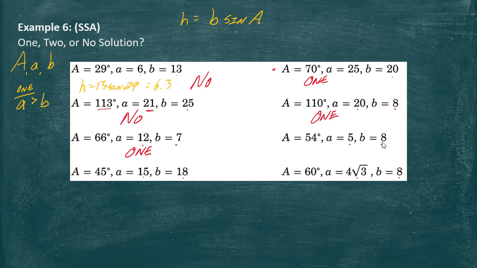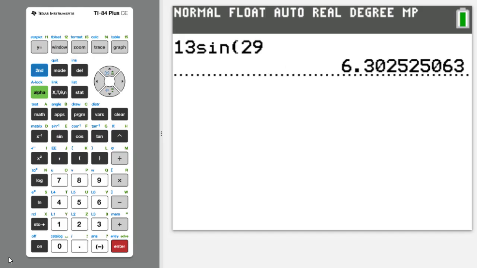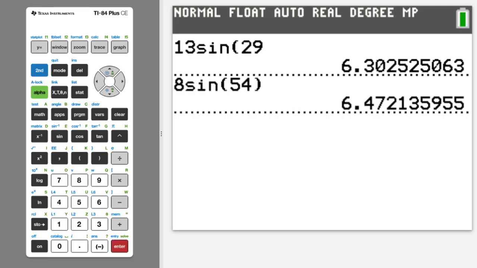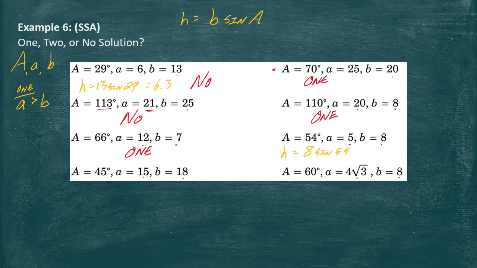Skipping ahead to this second one from the bottom right, try and find that height as well. So my height here is going to be the different lettered side, B, so 8 times sine of 54. And we're just going to see if 5 is big enough to overcome that gap, so 8 sine of 54. And that gets us 6.5 almost. So since that's approximately 6.5, again, we can look at the side that we were supposed to be, 5. That's not bigger than that, so this also is a no solution.